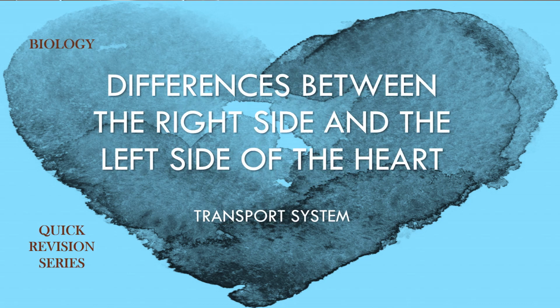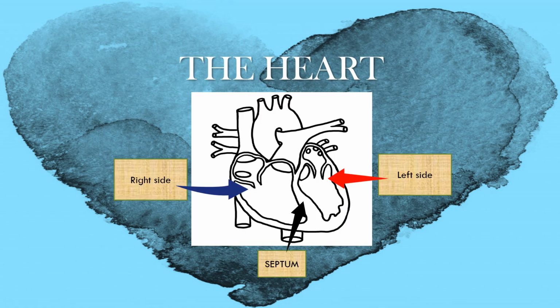Today's topic is the differences between the right side and the left side of the heart, under the topic Transport System. The heart is divided into its right side and left side, and there is a wall of muscle separating it that we call the septum. This divides the blood from the left side and the right side.